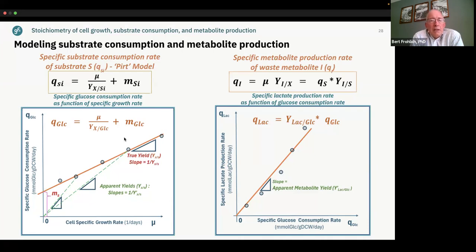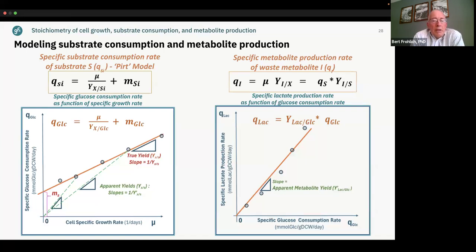So on the right side is a hypothetical example. If there is a constant yield factor, in this case, for lactate on glucose, if you plot the consumption rate of glucose against specific lactate production, then you should get a straight line there as well, where the slope is equal to the yield coefficient. And for lactate, that slope would be about 2 as a theoretical maximum, because there's 2 lactate molecules produced per glucose consumed. So that's the theory anyway.